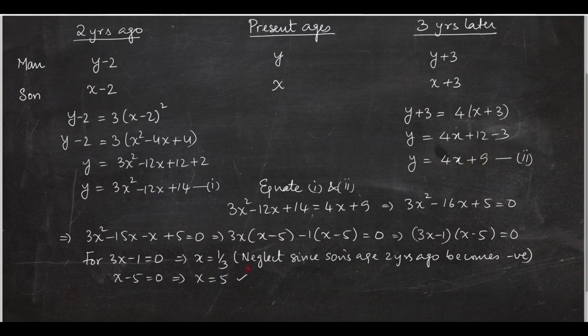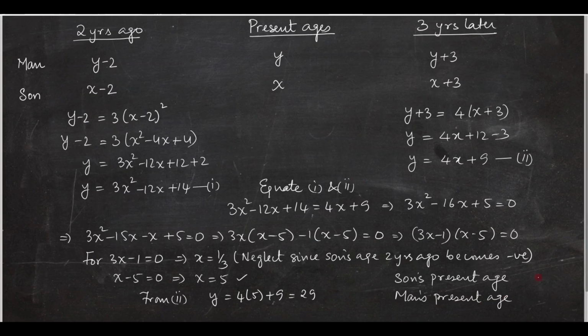and using this equation we can figure out the father's age. y is equal to 4x plus 9, so we substitute from equation number 2, y becomes 4 times 5 plus 9, that is 29. So the final answer is son's present age, man's present age. This is 5 years, this is 29 years. And that is the final answer.